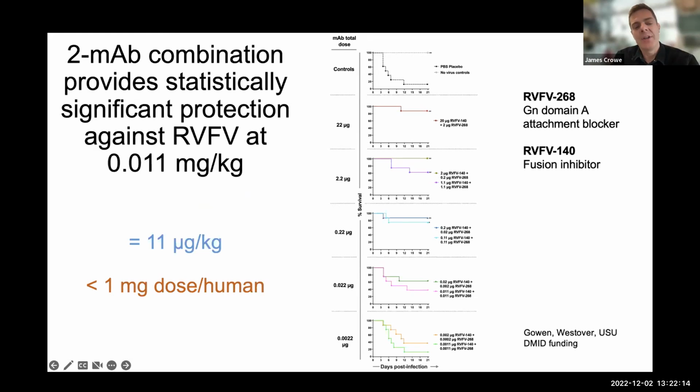So just to calculate that for you, that's 11 micrograms per kilogram, which in a human is less than 1 milligram. So in flu challenge studies or in COVID, human beings have been given as much as 8 grams of antibody, and I'm talking about less than 1 milligram is predicted to be effective for a 70 kilogram person. So the potency of these antibodies and the in vivo efficacy is extraordinary and unprecedented. We've never seen antibodies that are this potent.